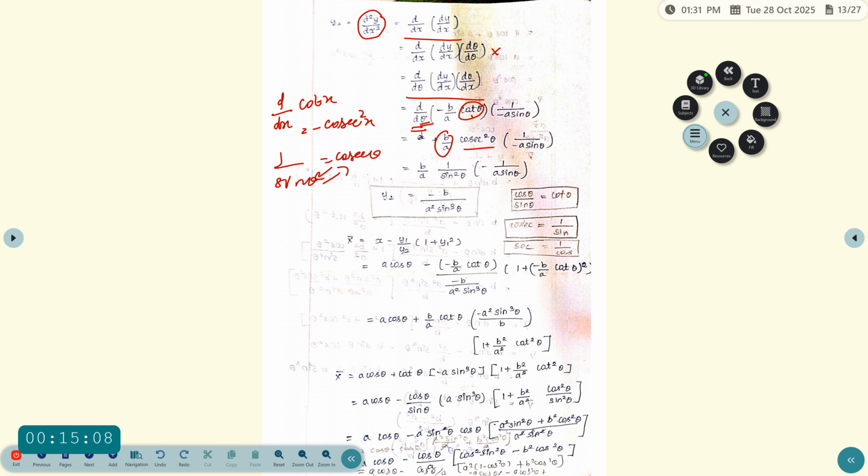These are all the basic formulas that we used in the step. These are all the trigonometric identities. Cosecant is the reciprocal of sin, and secant is the reciprocal of cos.